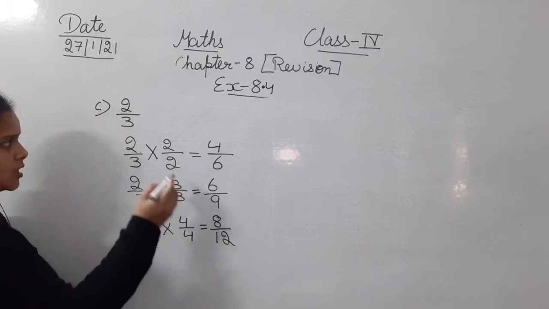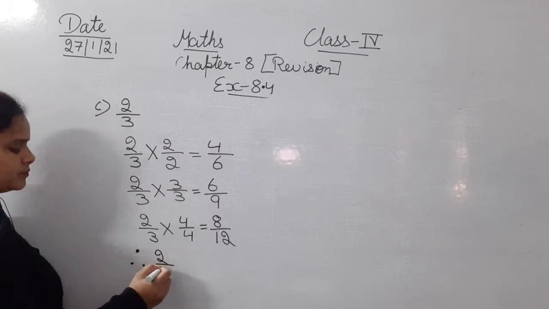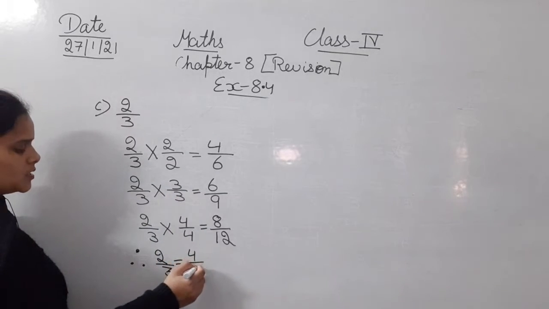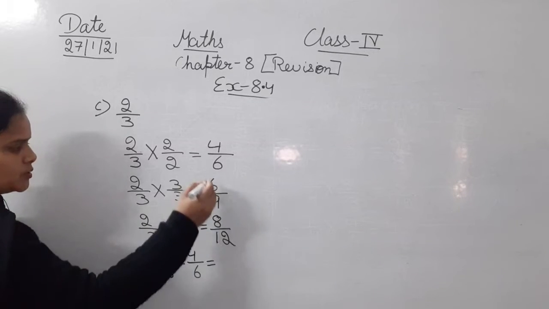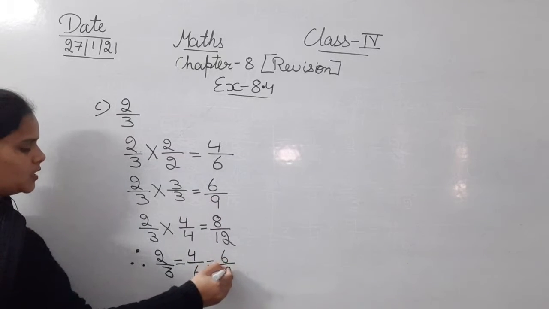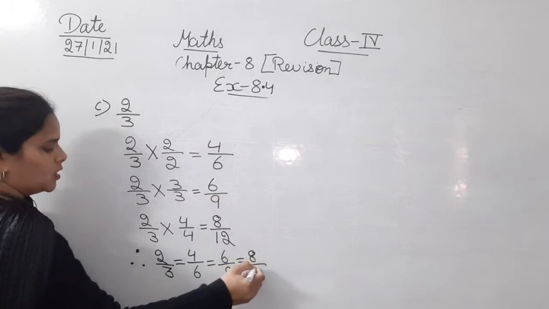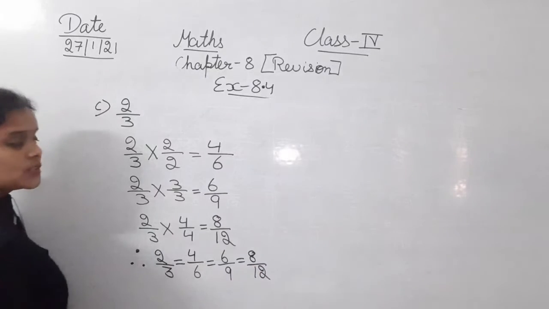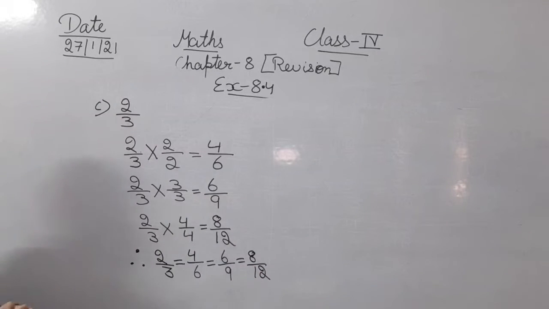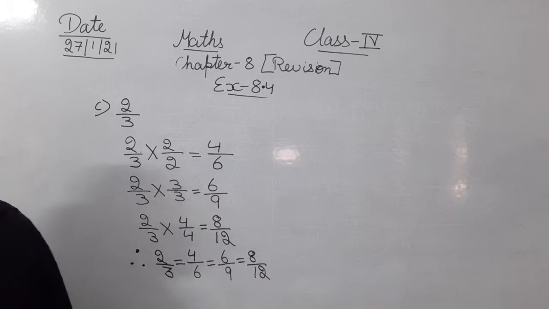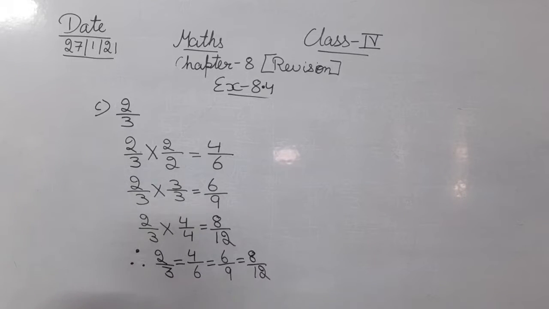Therefore, 2 upon 3 is equal to 4 upon 6 is equal to 6 upon 9 is equal to 8 upon 12. So the next 3 equivalent fractions are: 2 upon 3 is equal to 4 upon 6 is equal to 6 upon 9 is equal to 8 upon 12. Okay, so this is the solution of the C part of sum number 1.